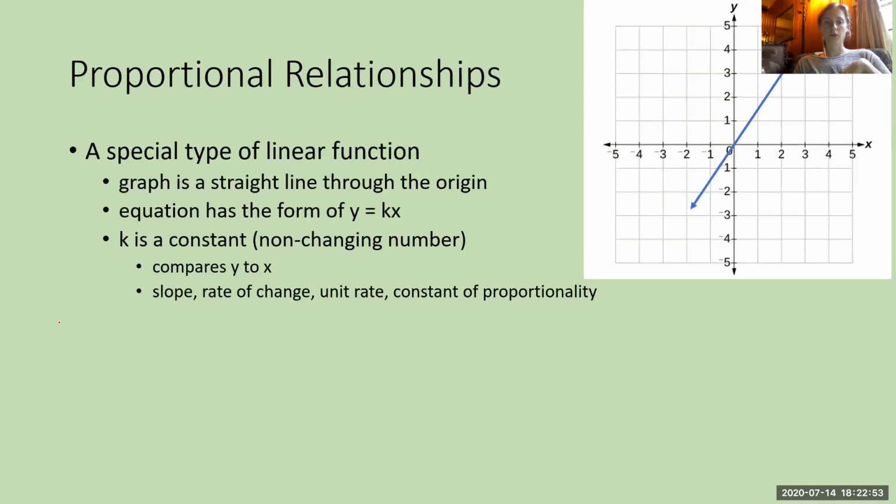So I have an example on the screen here. The equation always looks something like this, where we have y equals some constant, some number, times x, where k is a constant or non-changing number. So k, one way to think about k is we could think about it as the unit rate. We could think of it as the slope, rate of change, or you might see it sometimes called the constant of proportionality.